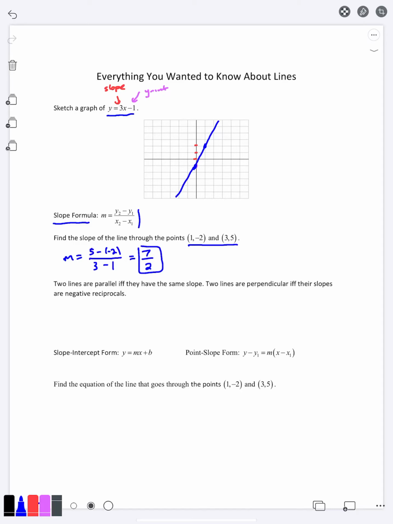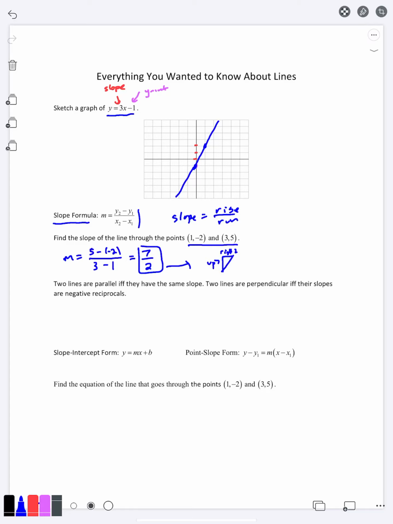Before I go any further, I just want to point out what that would mean in a graph. So slope is also thought of as rise over run. When you have a slope of 7 over 2, that means you're going to go up 7 and right 2. That's how you're going to have a slope of 7 over 2. Just keep that in mind when you are graphing lines where the slope is a fraction. That's the general process for it.